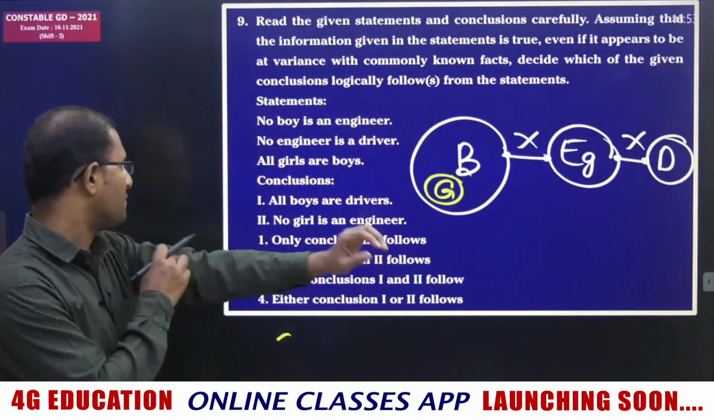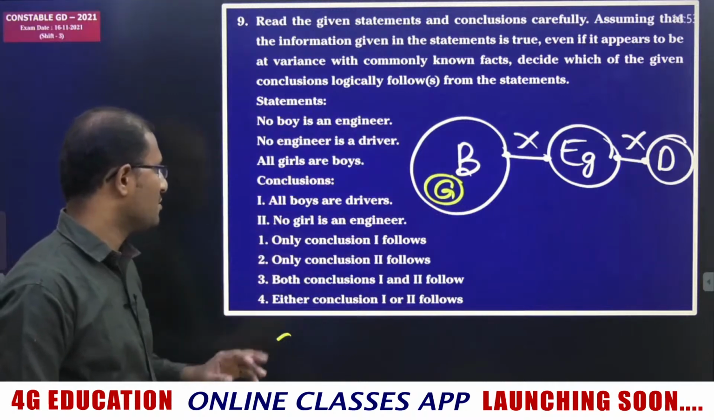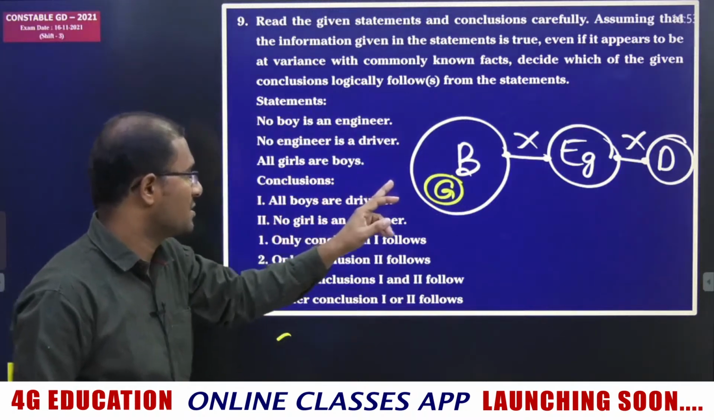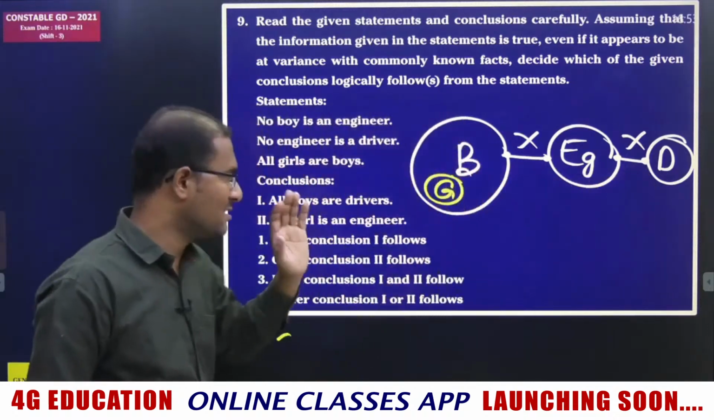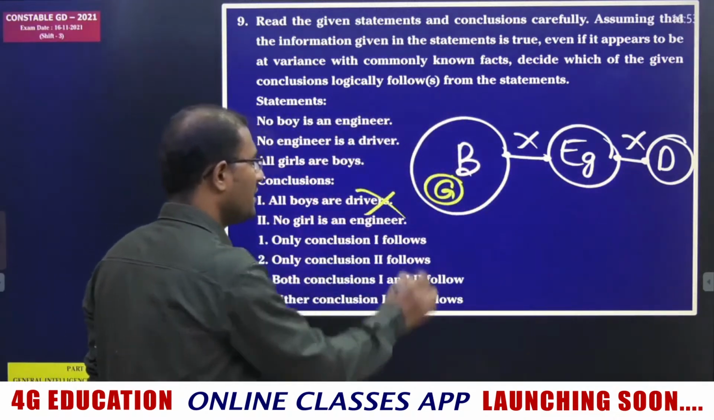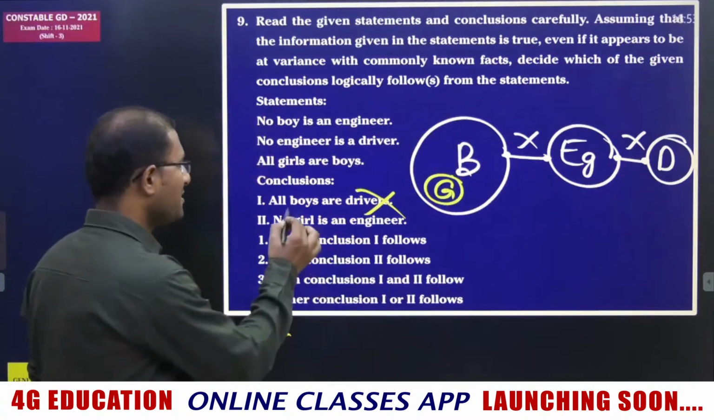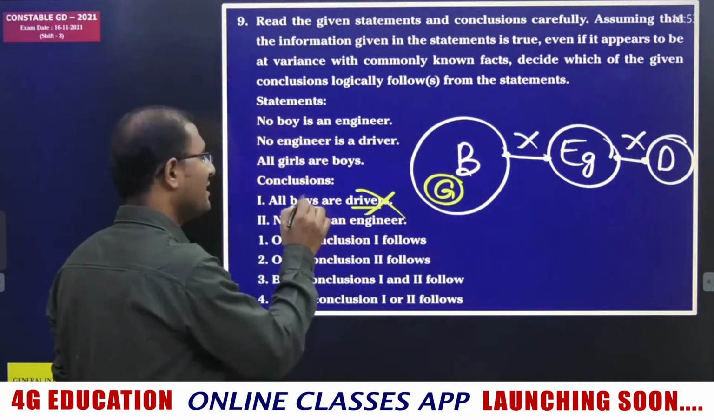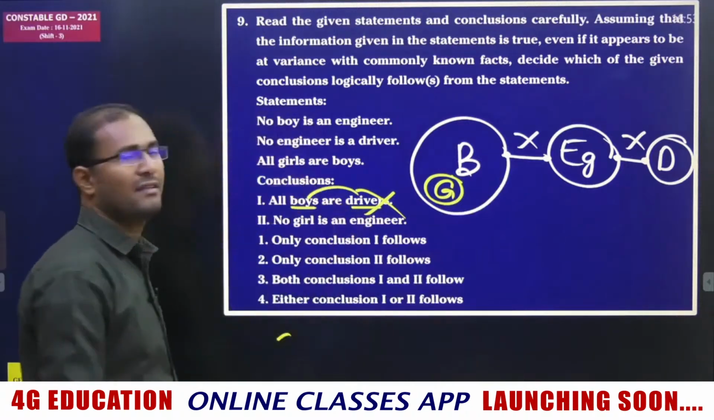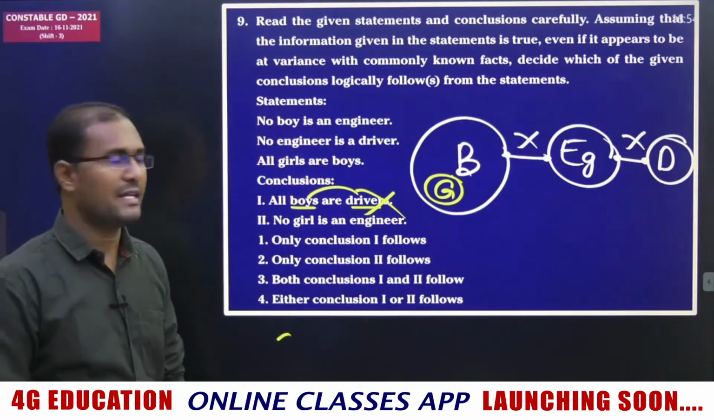Now let us check with the first conclusion. What is the first conclusion? All boys are drivers. For the boys circle and driver circle there is no clear relation, and as it is a definite conclusion, you have to take it as false. If the relation between the subject circle and predicate circle of the main diagram is unclear, then that type of definite conclusion we have to take as false.